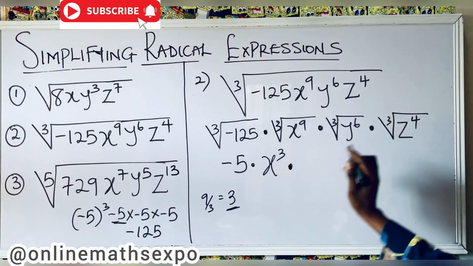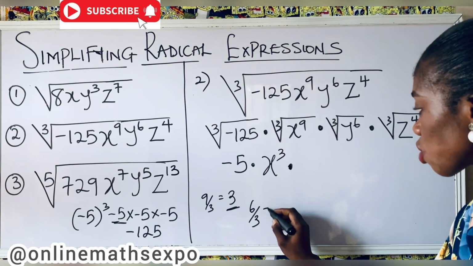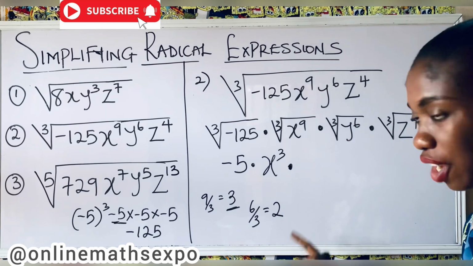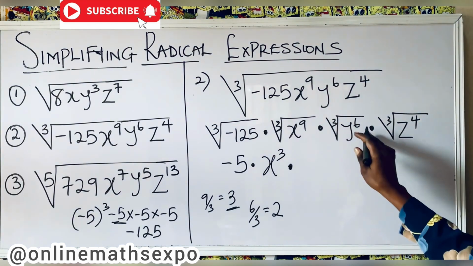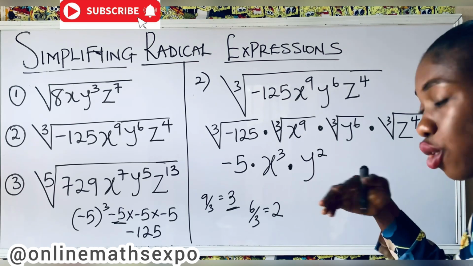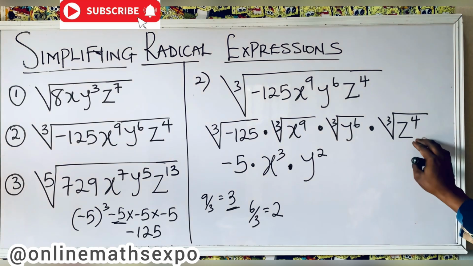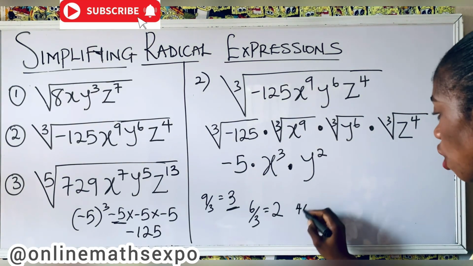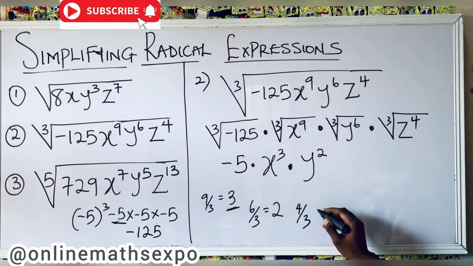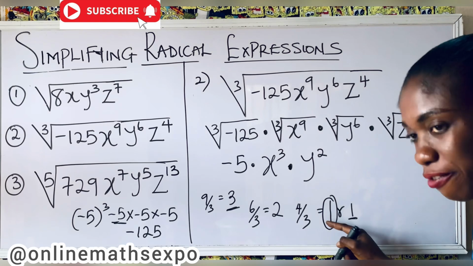Multiply by, here we're going to have 6 divided by this 3, and that will give you 2. There is no remainder. So for this, we're going to have y to the power of 2 without anyone left in the root. Then here, you will have 4 divided by 3 to give us 1, and there is a remainder of 1. So this one that is here is the perfect.